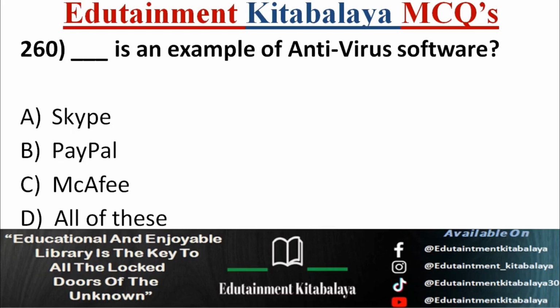Question number 260. Underscore is an example of antivirus software? A. Skype. B. PayPal. C. McAfee. D. All of these. Correct answer is C. McAfee.